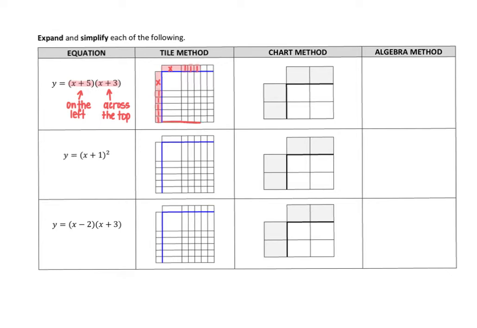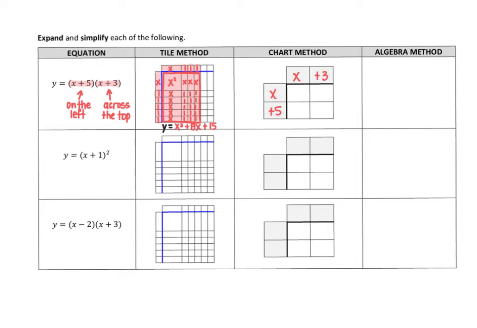We'll draw our rectangle that will contain our answer. We'll take inventory of what's inside that rectangle. We'll have 1x squared. There's 3 x's and then another 5 x's for a total of 8 x's, and then there are 15 number tiles. So our expanded form will be y equals x squared plus 8x plus 15. We can move to the chart method. Along the side, we'll have x plus 5, and across the top, we'll have x plus 3.